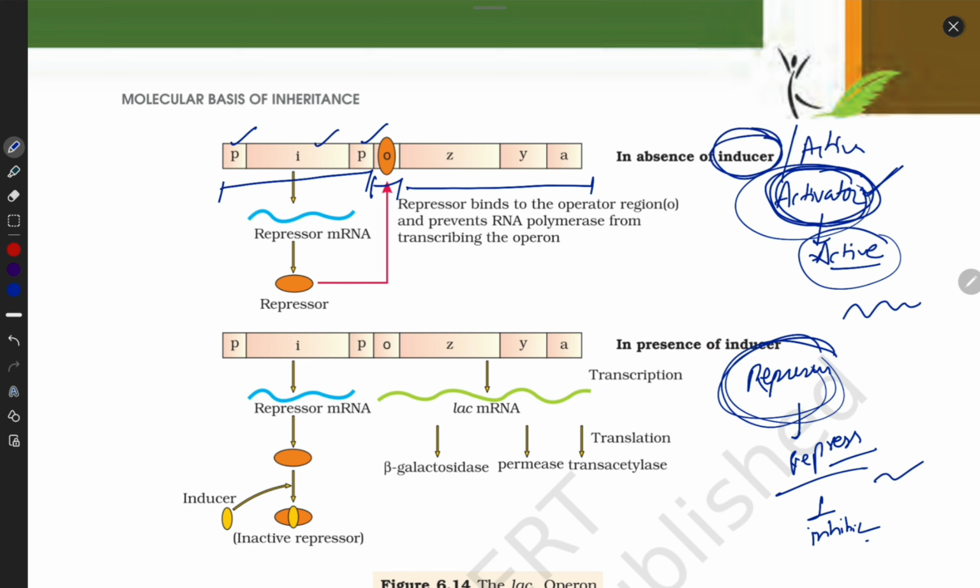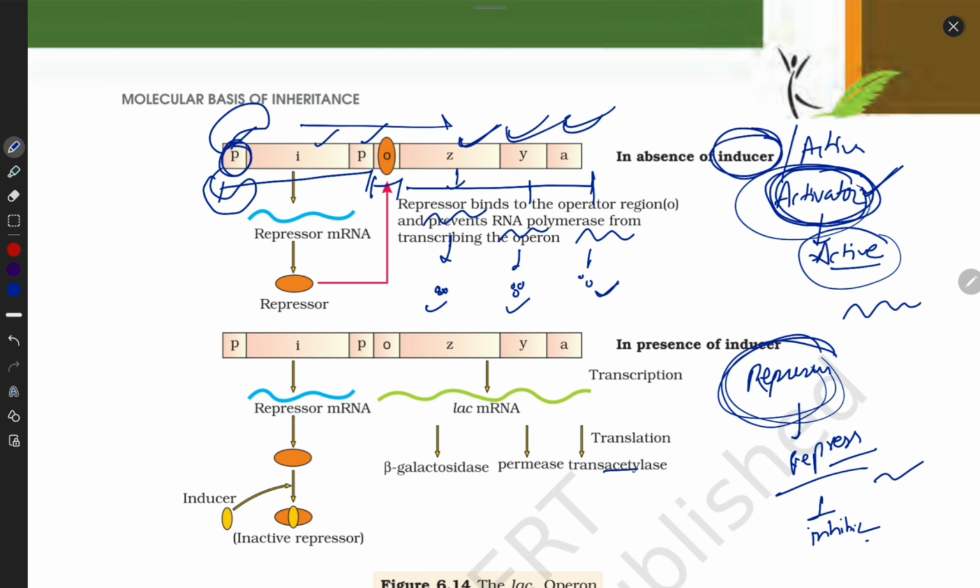In the absence of inducer, what will happen? There is a promoter and an operator. Multiple enzymes come and bind here. They want to synthesize the structural genes Z, Y, and A. Each gene is transcribed to make RNA, and further these RNAs, with the help of ribosomes, make proteins. This protein is beta-galactosidase, this protein is permease, and this protein is transacetylase.